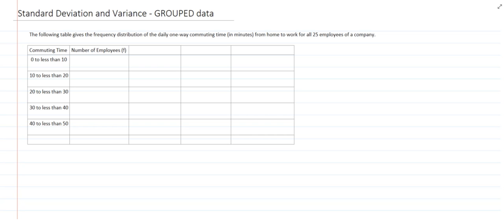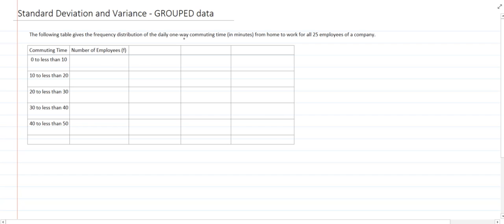Hello, in this video we are going to find the standard deviation and the variance for grouped data. So we are looking at a table here, and this table gives the frequency distribution of the daily one-way commuting time in minutes from home to work for all 25 employees of a company.